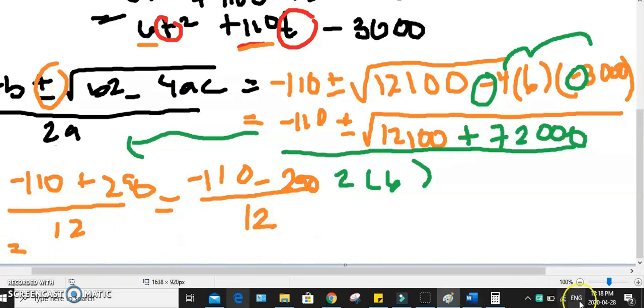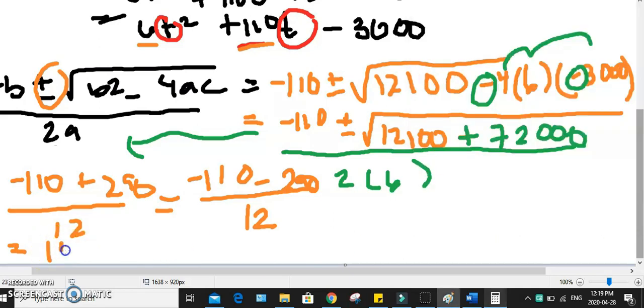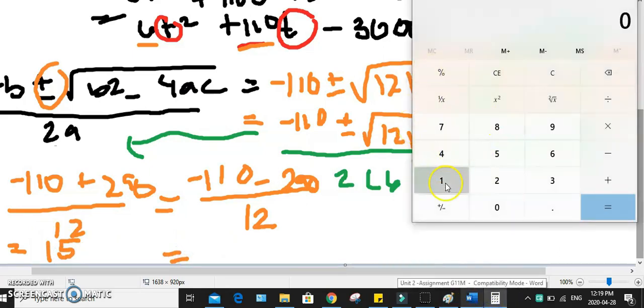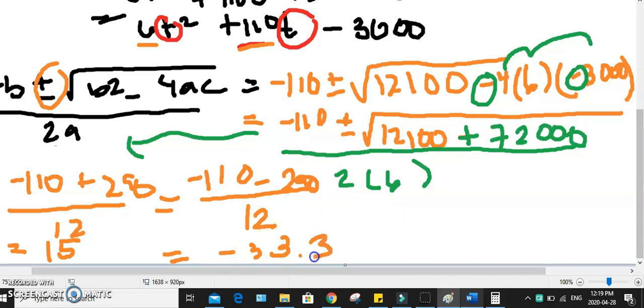Okay, so 290 minus 110 divided by 12 is 15. And then for our negative value, it's negative 110 minus 290, so 290 plus 110 is 400. So negative 400 divided by 12 is negative 33.3. Our two t's are 15 and negative 33.3.